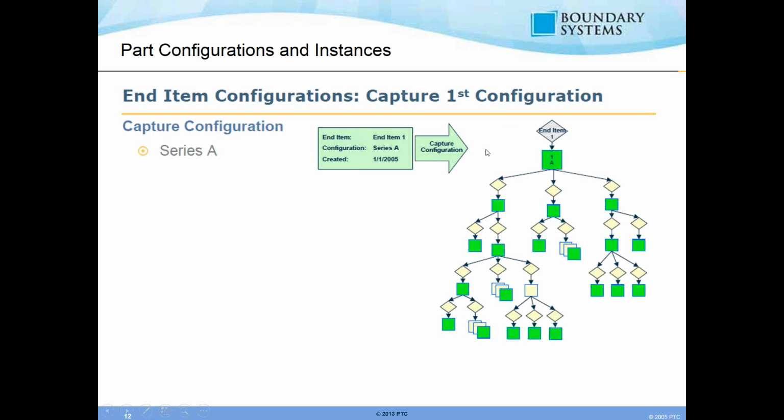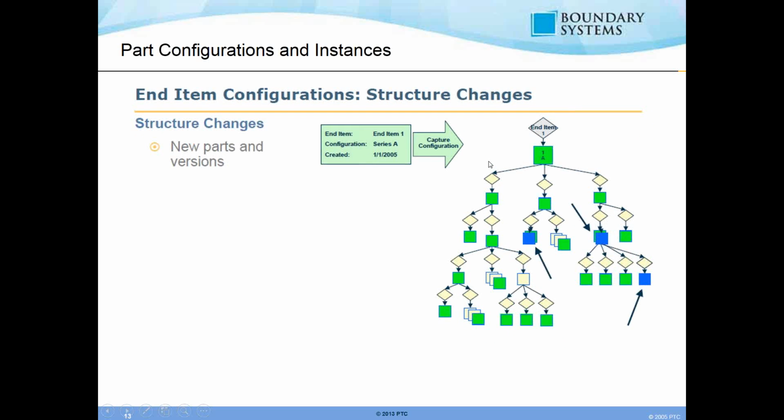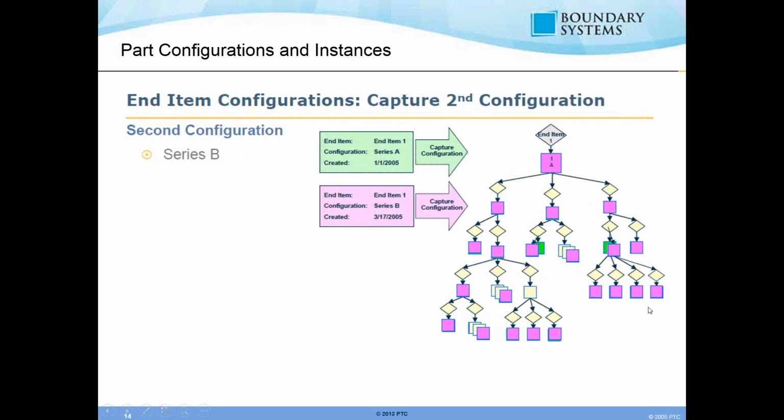We can then continue making changes. The next thing we do is we revise several of these objects. Maybe we add a new item in here. Maybe we create a new revision of an item. Again, we make those changes. We're still at Rev A of the top level item, but now we go in and create another configuration. And so the idea here is we can capture as-built versions of this structure.